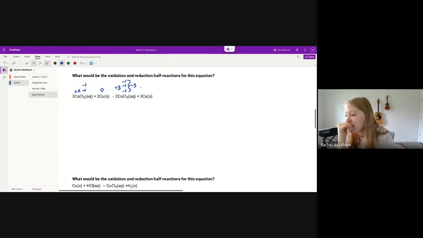And then the calcium here is by itself, so it has a charge of 0. So now we've identified all of the oxidation states. You can always Google some of this if you need confirmation about your choice. And now we have to figure out which one was oxidized.